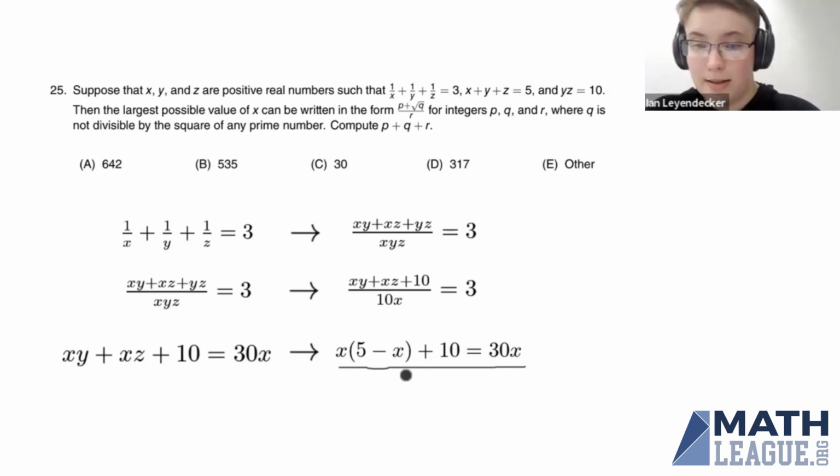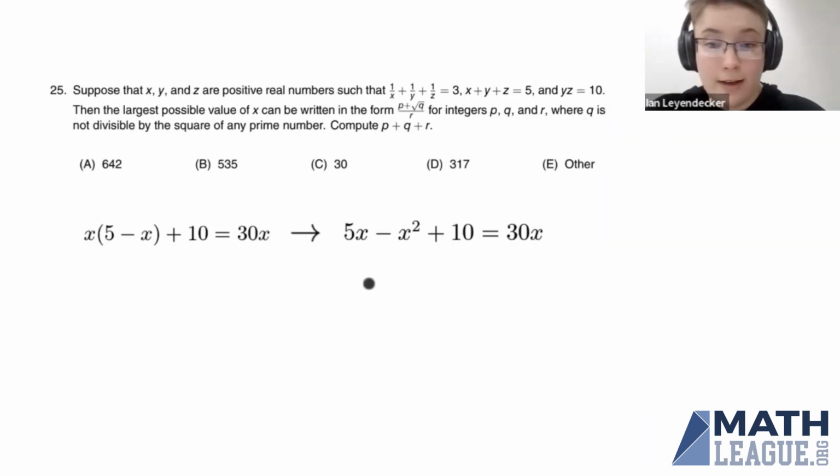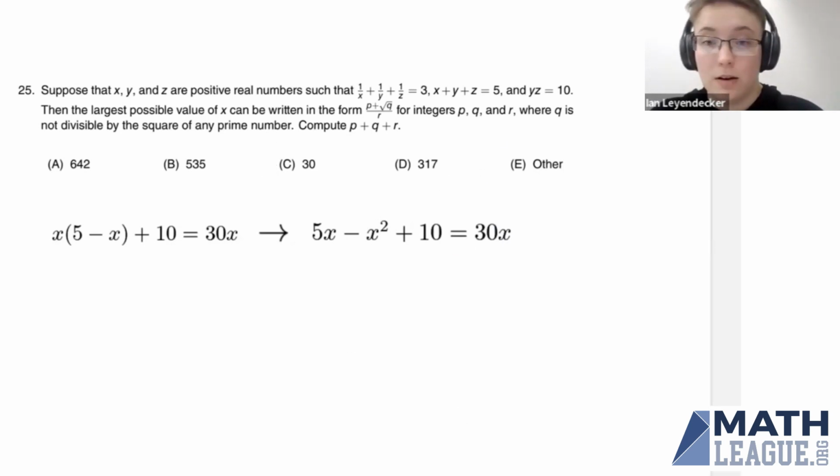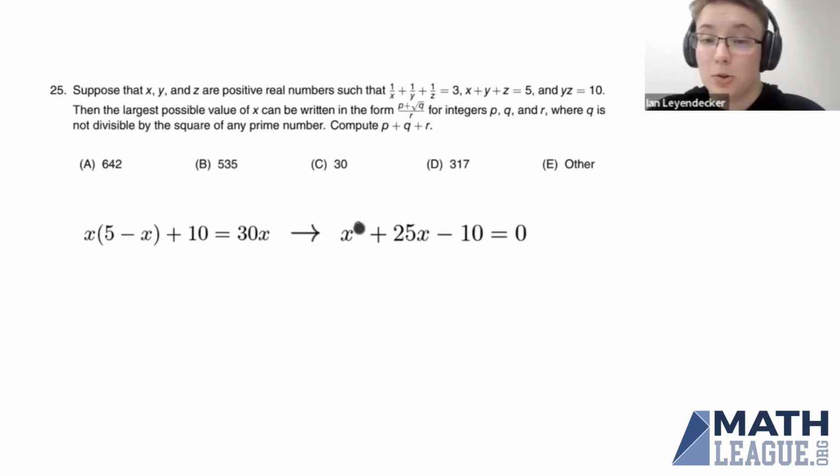And if we expand this parenthetical multiplication right here, we're going to get 5x - x² + 10 = 30x. Or if we reorder things so that all of the variables are on one side of the expression, we're going to end up with x² + 25x - 10 = 0. And that is a stereotypical quadratic equation. So what can we do with the quadratic equation?